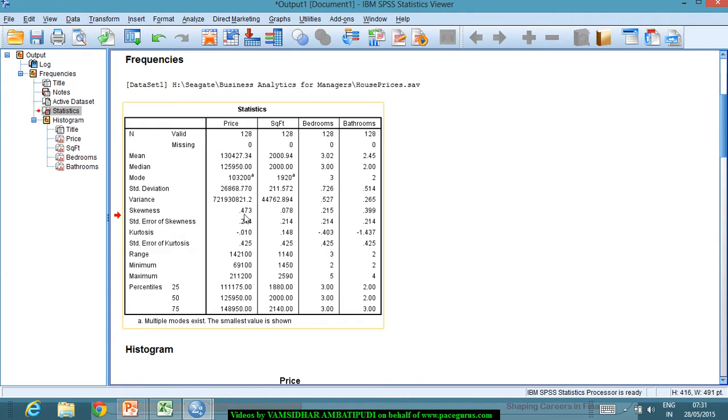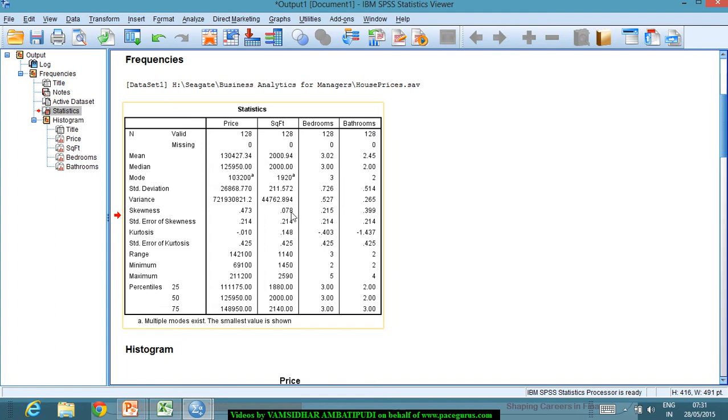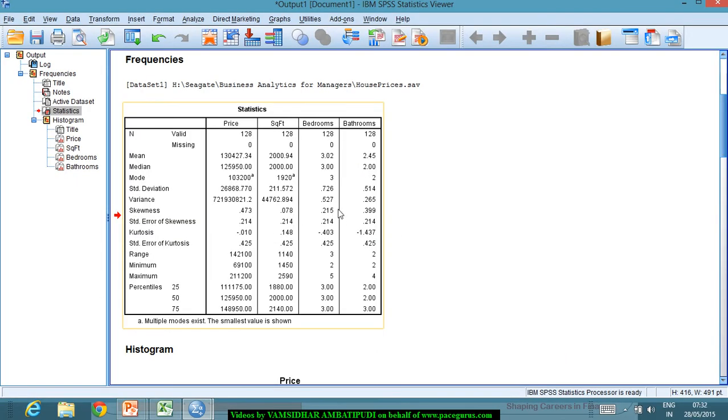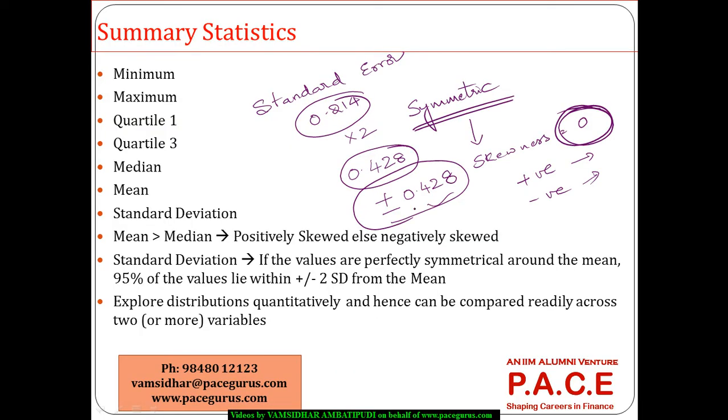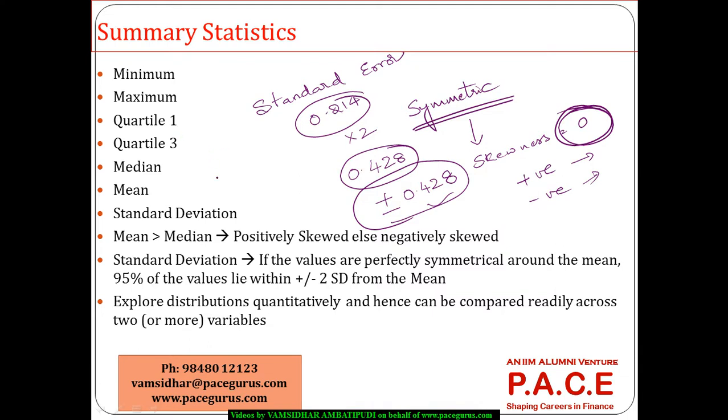Here it is 0.473, slightly higher than this, so I cannot say that it is as good as a 0. Whereas in all the remaining cases, for square foot 0.078 lies within this interval, 0.215 lies within this interval, and 0.399 also lies within this interval. So we can very well say that the square foot, bedrooms and bathrooms are all symmetrical.